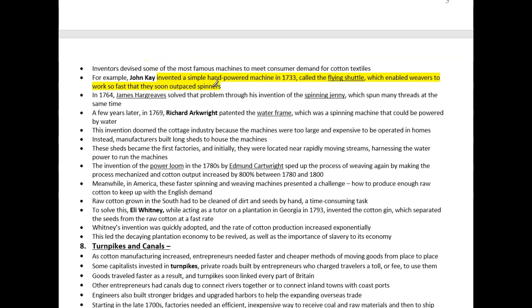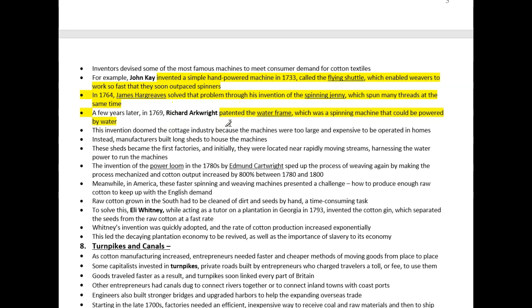In 1764, James Hargreaves solved the problem through his invention of the spinning jenny, which spun many threads at the same time. All right, underlined, so we'll highlight that. A few years later, in 1769, Richard Arkwright patented the water frame, which was a spinning machine that could be powered by water. All right, highlight that.